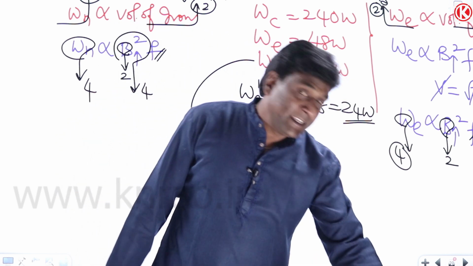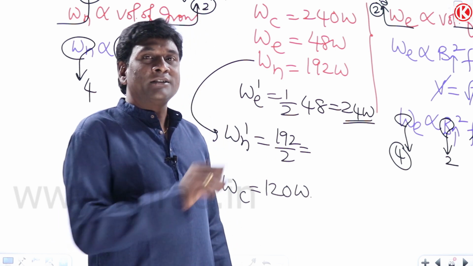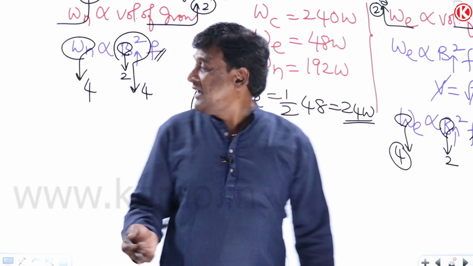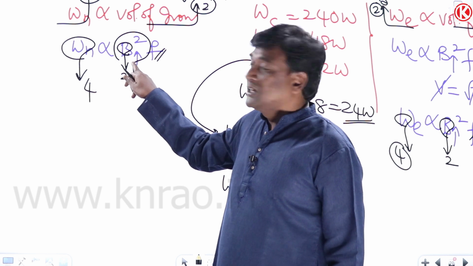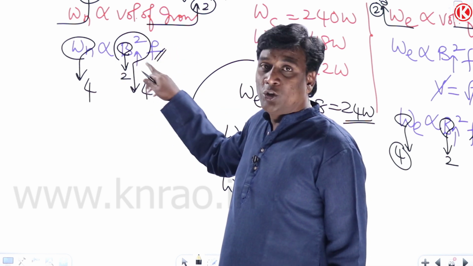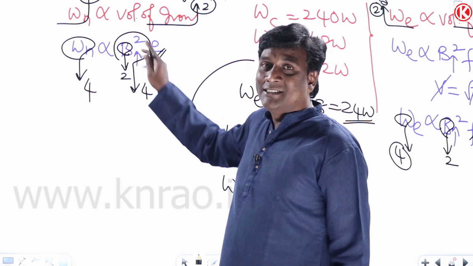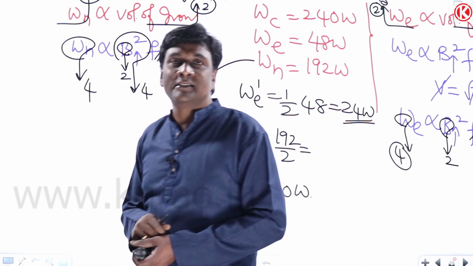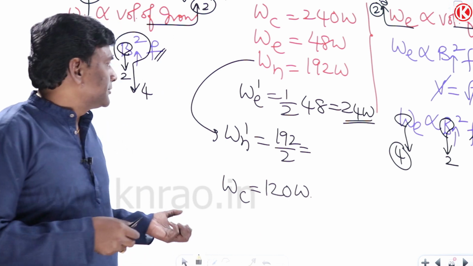This came because I considered Steinmetz's constant as 2. Otherwise, if I had considered 1.6, so Bmax to the power of 1.6 into f, with frequency the same, a difference will come between the hysteresis and eddy current percentage variations.